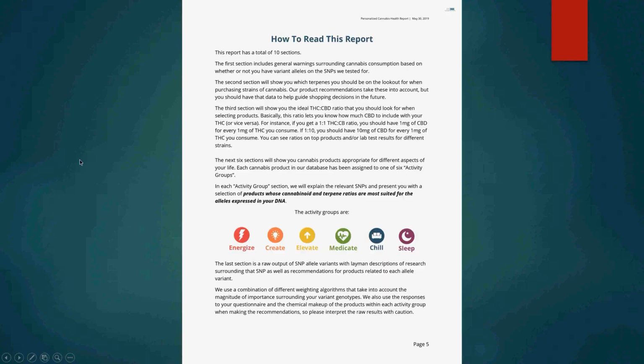How to read this report? Again, we talked about it has 10 sections, so it gives them instructions on how to read the report and the activity groups that they'll be discussing.